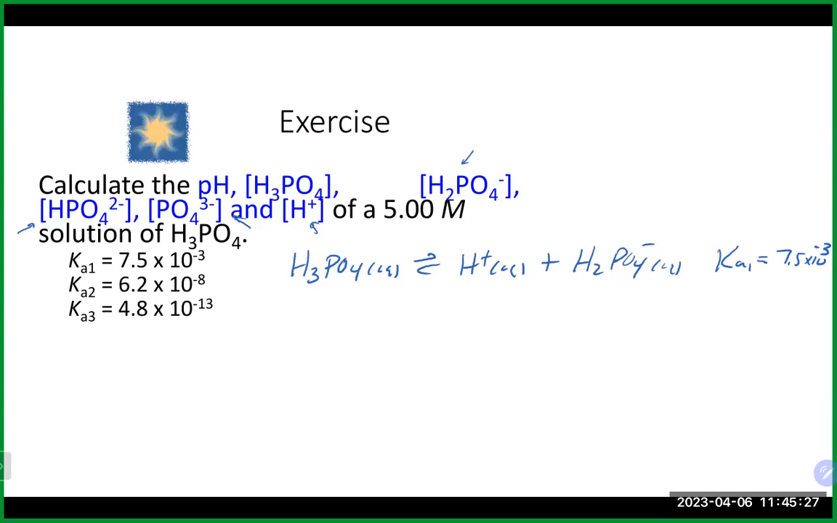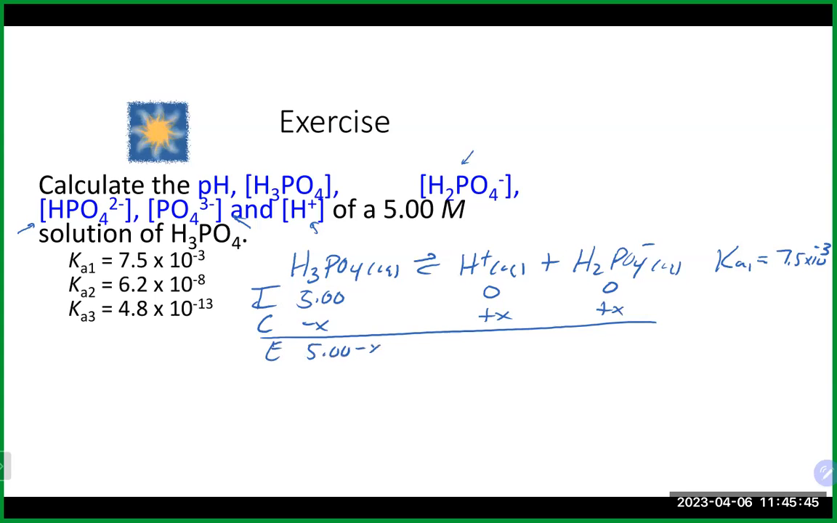So we're going to do an ICE table here, and we're going to do an initial concentration of our phosphoric acid, 5, and 0 and 0. Change would be minus X, plus X, plus X. That means when we reach equilibrium, 5 minus X, X, and X. So very similar to what we've done before. Here we're just using our Ka1 because this is the first step that's going to occur.